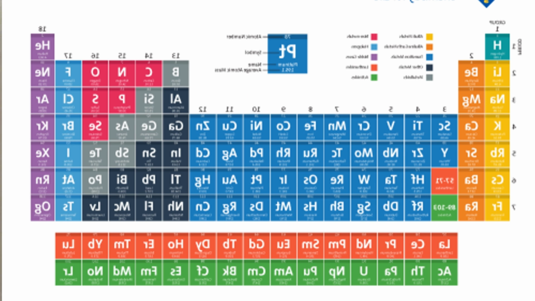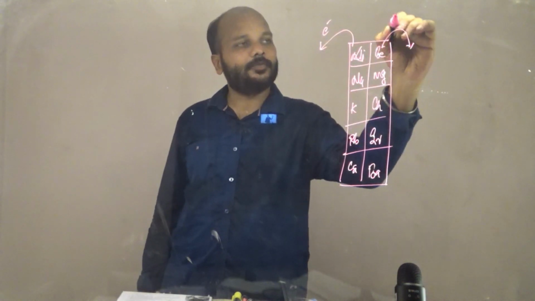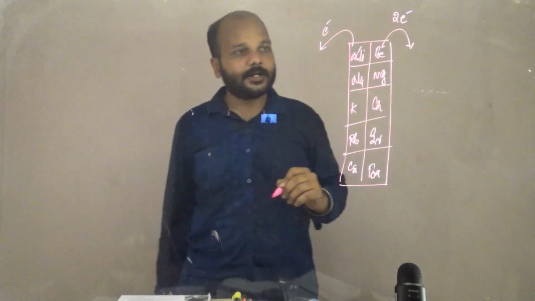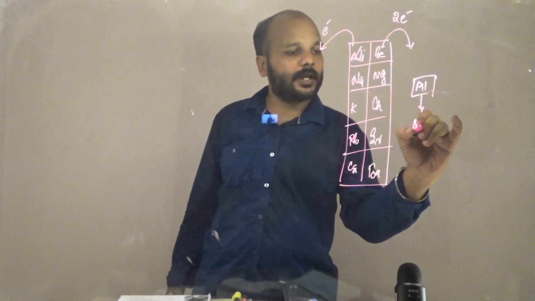You can see that in the first two groups of the periodic table, those are the alkali metals and alkaline earth metals. So here it is: lithium, sodium, potassium, rubidium and cesium. Here it is: beryllium, magnesium, calcium, strontium, barium. The first group has only one electron, so it will lose only one electron, and the second group will lose two electrons. Hydrogen forms H plus, and similarly aluminium has a tendency to lose three electrons.